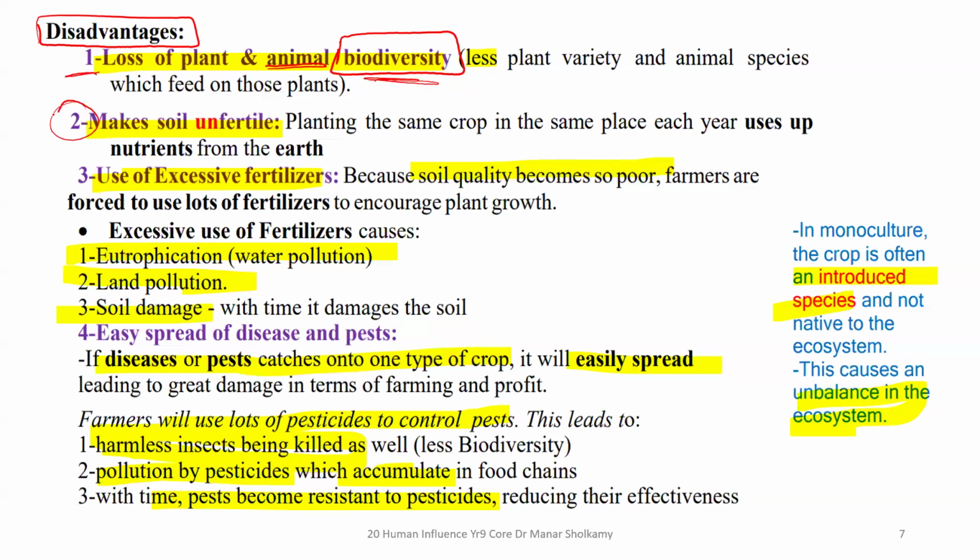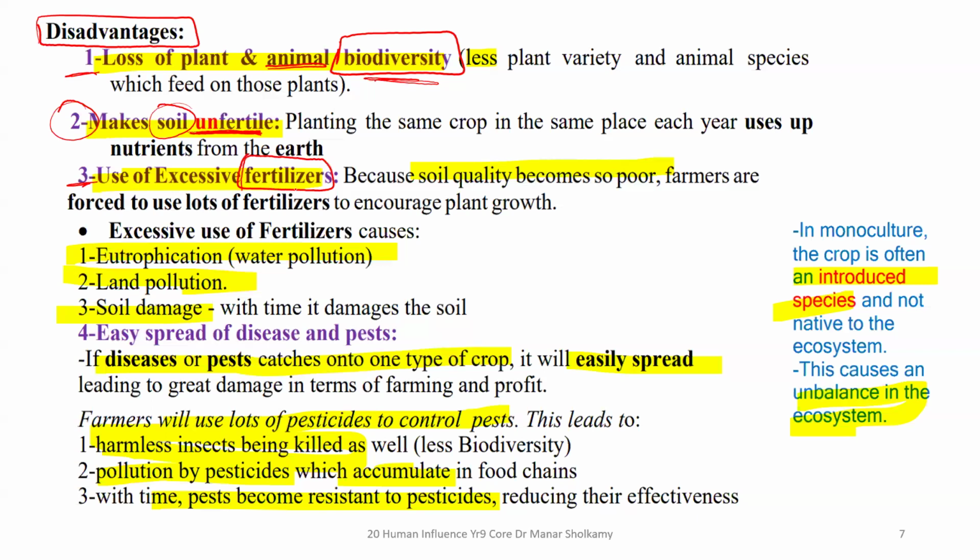If we grow only one type of plant, it will make the soil unfertile. Imagine if you have soil in which you grow tomatoes and crops and wheat and cucumber and so many different types of plant, the soil will be very versatile and very flexible and very fertile. But if you use your soil to produce only one type of crop, this is going to reduce the fertility of the soil. Number 3, because your soil will be so unfertile, you will have to use lots and lots of fertilizers. Fertilizers have lots of disadvantages, and we will discuss their disadvantages in detail.